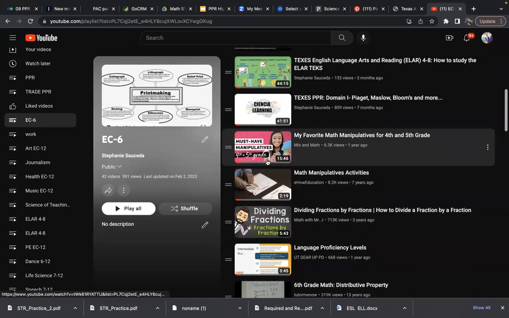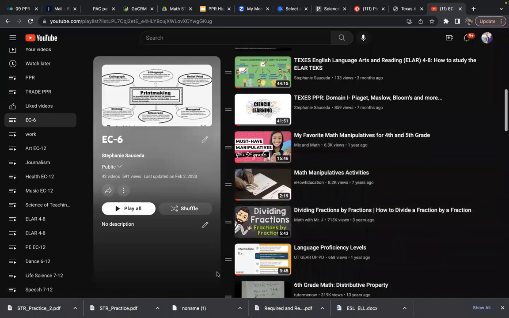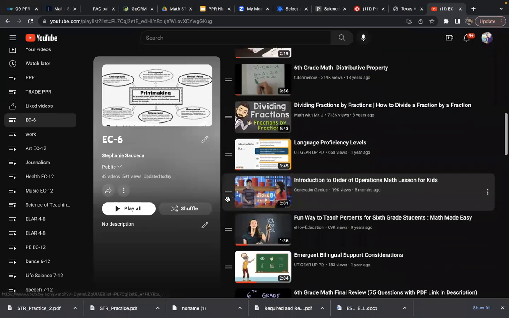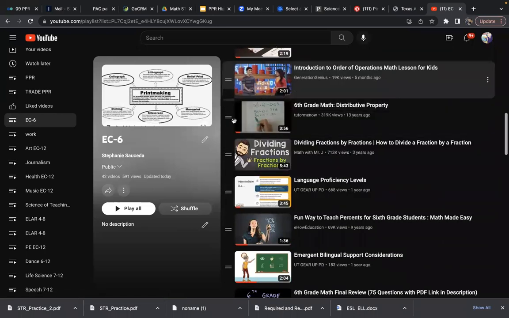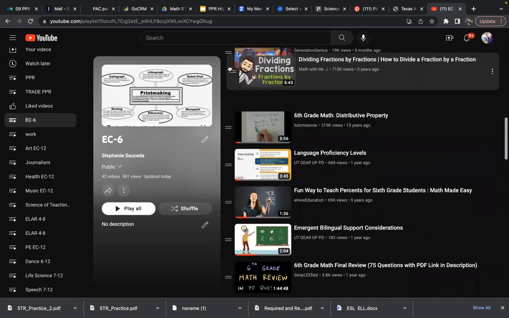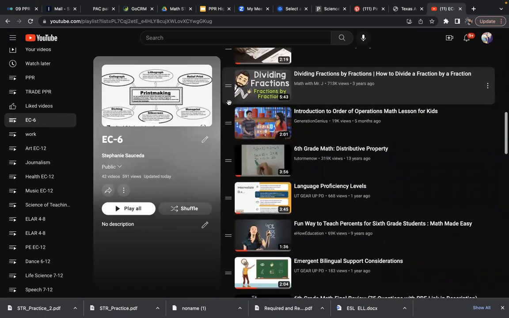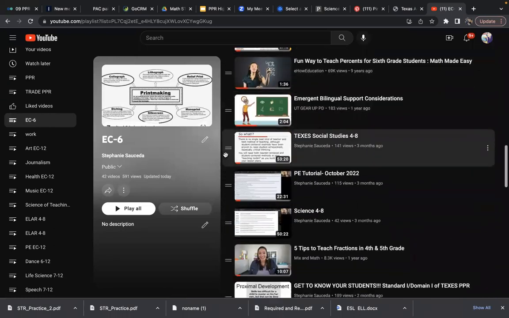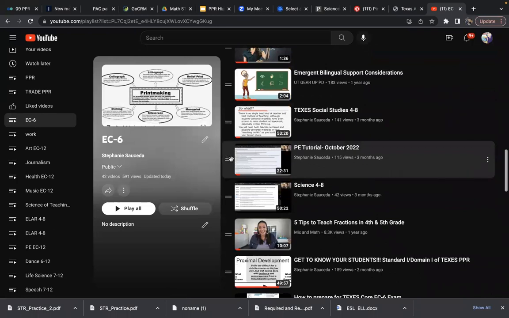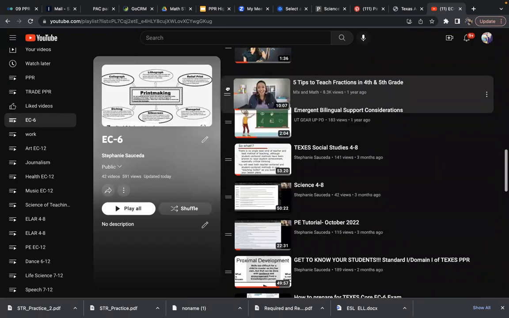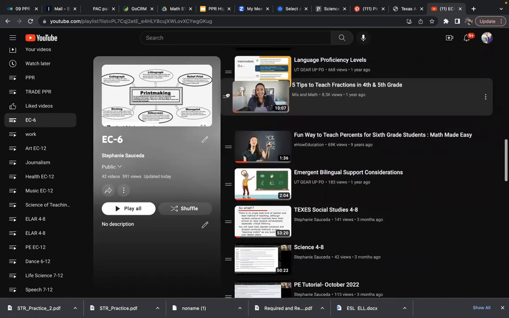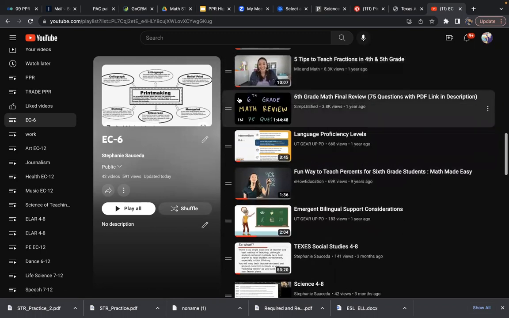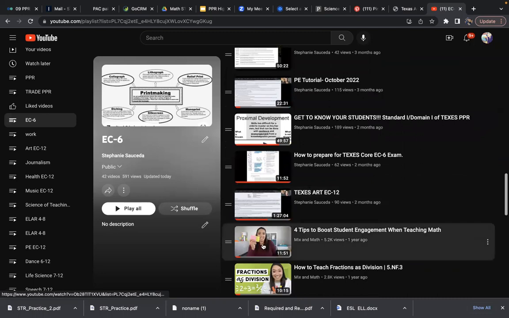So I would certainly go through here, and I need to organize these a little bit better, because this one is about order of operations, and that's like 6th grade, and fractions is like 5th and 6th grade. Again, another 6th grade. Let me see, fractions. Oh, but this is 4th and 5th. So I would certainly watch these and have your notes out.